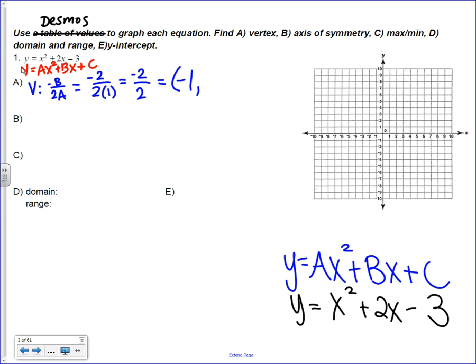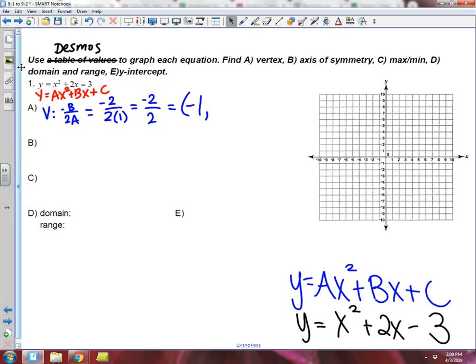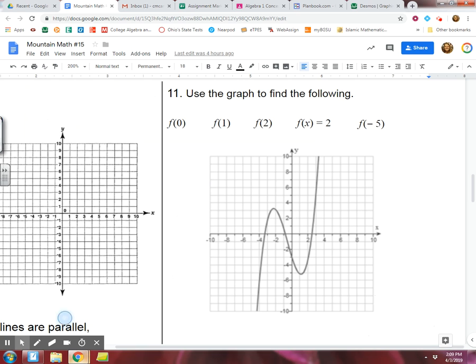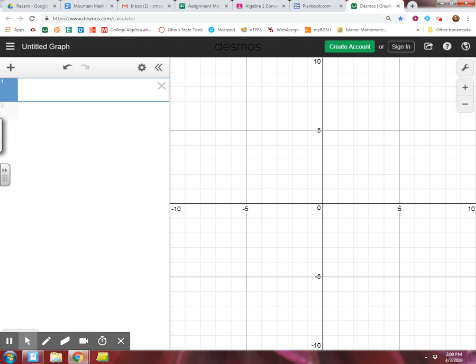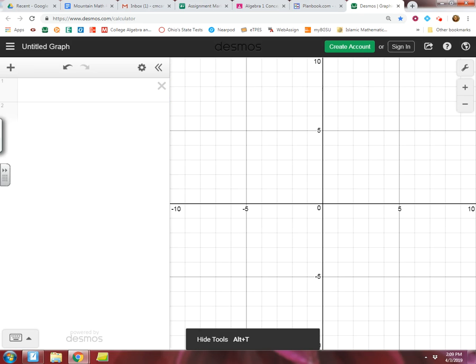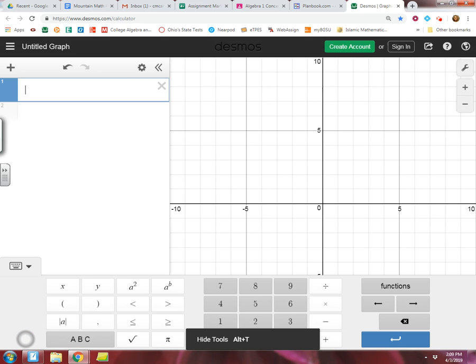So what you're going to do is type in this equation that we have up here into Desmos, and it's going to show you what this parabola is going to look like. So let's do that. Can you read me back that equation, please? Oh, it shouldn't be v. Y equals.